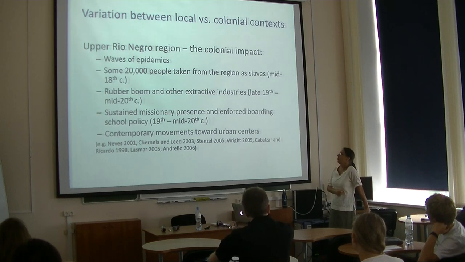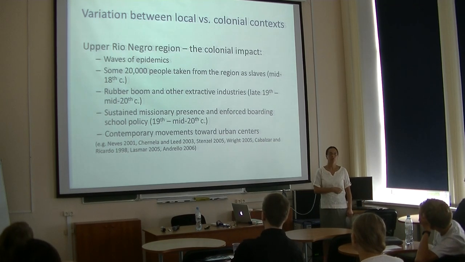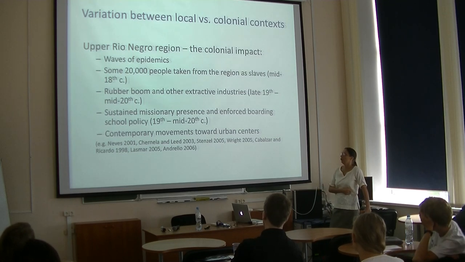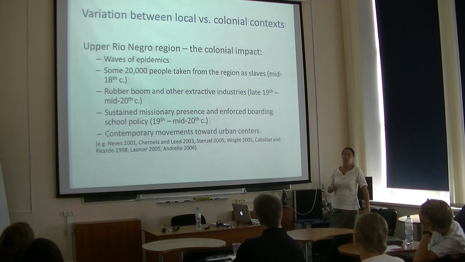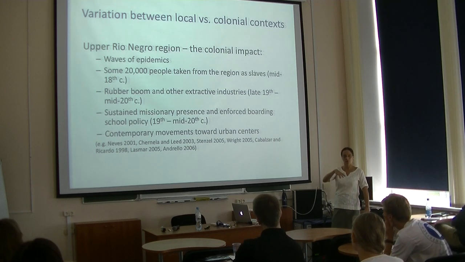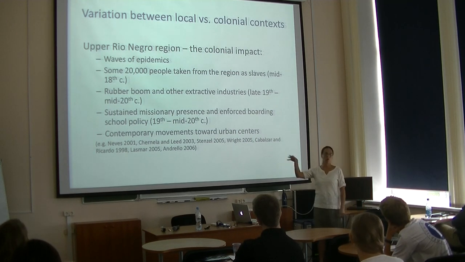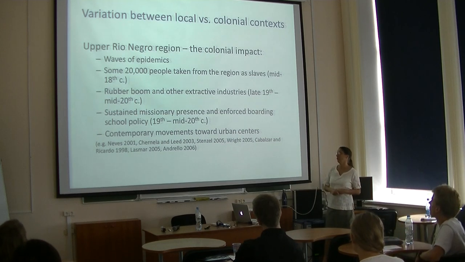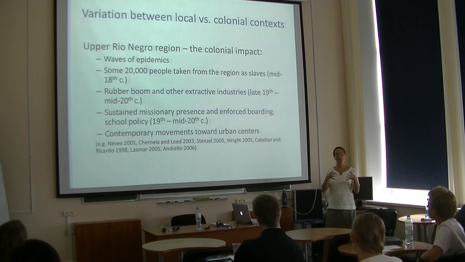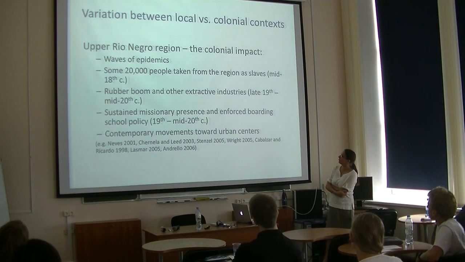In the mid-18th century, the historical records indicate that some 20,000 people were taken from the region as slaves. So there was a massive depopulation due to disease and slavery. Then in the late 19th century to mid-20th century, you had the rubber boom, and other kinds of extractive industries came in. The rubber boom is well known for its toll on the native people throughout Amazonia, but other extractivist industries also had similar roles in different regions. So it wasn't strictly rubber, and it wasn't strictly within the period of the rubber boom that these effects occurred. It's been an ongoing phenomenon in many regions, and in this region for sure.